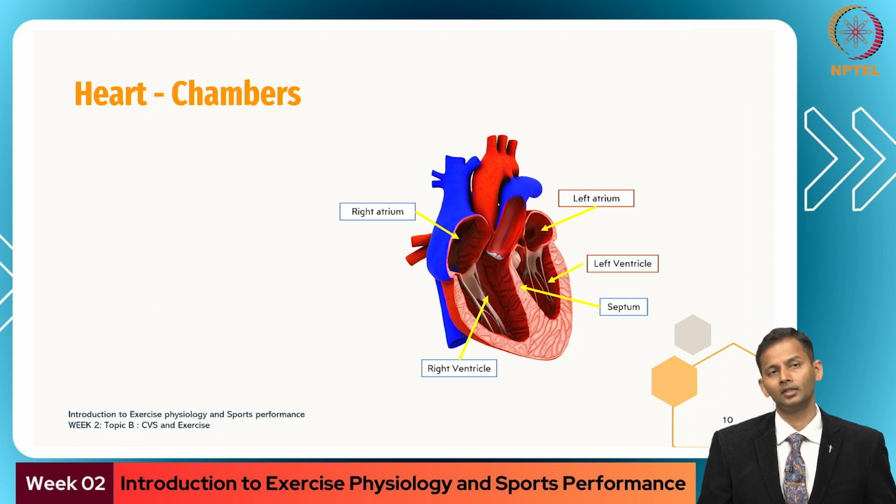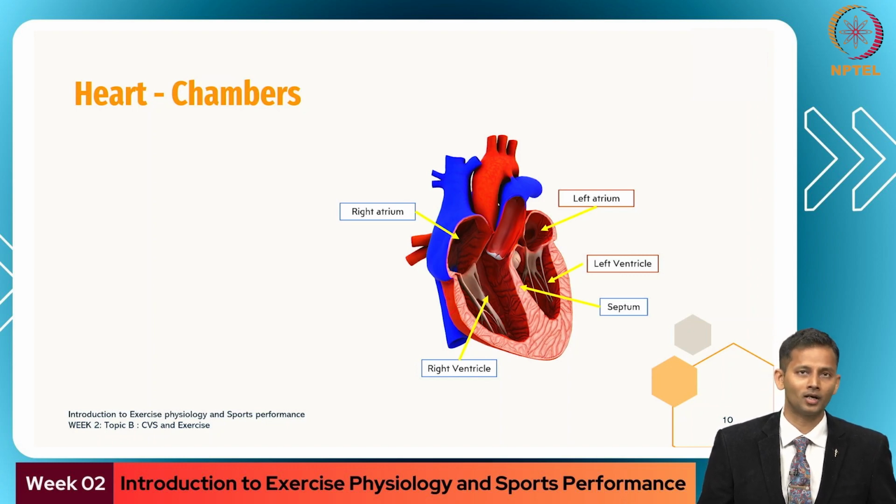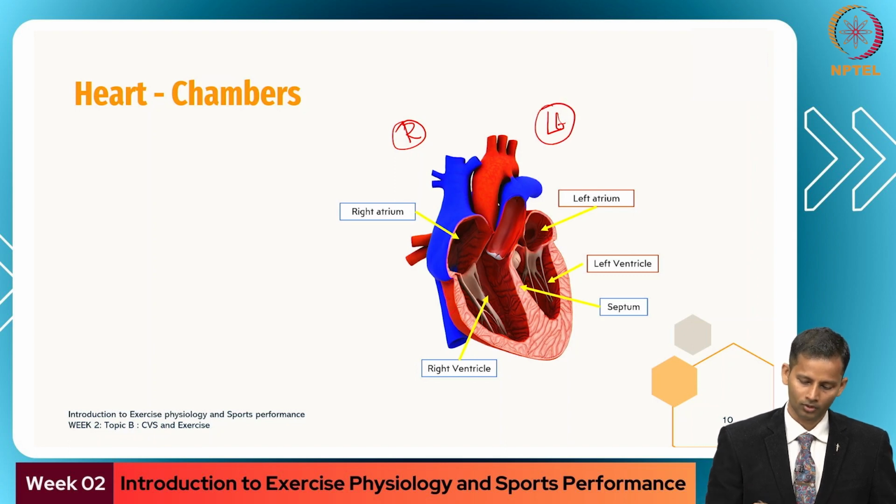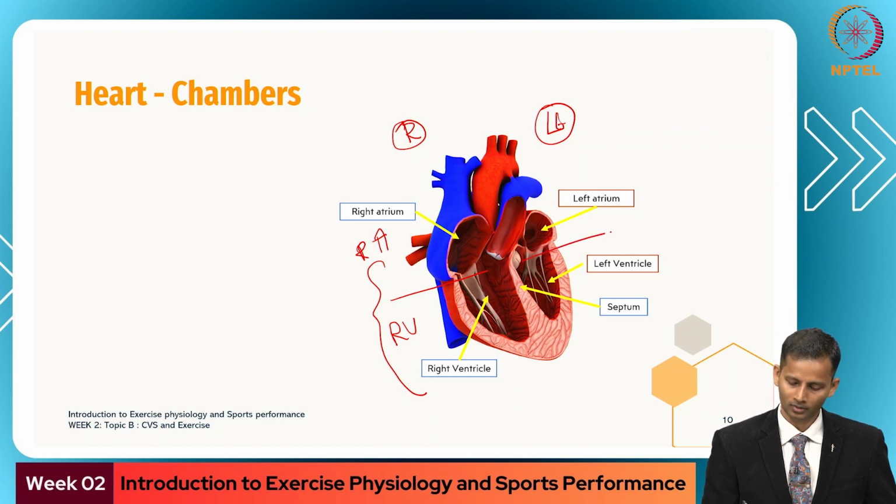You have cut open the heart to see the chambers of the heart. Let me explain here in the slide. This is the right side and this is the left side. On the right hand side you have the right atrium on top and the right ventricle at the bottom, and on the left hand side you have the left atrium and the left ventricle.